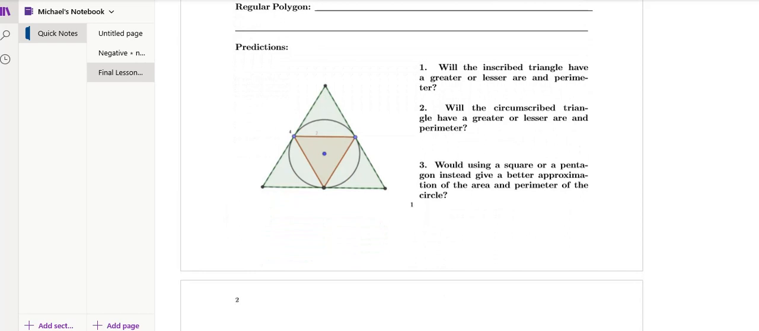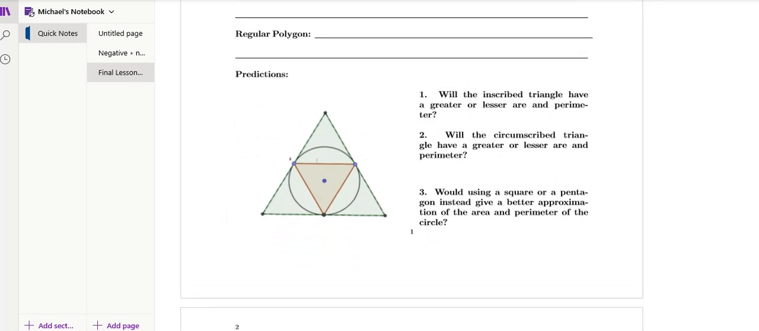All right, so going into this approximation of the area and circumference of a circle, we want to try to use polygons to give us an approximation. So will the inscribed triangle have a greater or less perimeter and area than the circle? I want you to think about what your answer to that question would be, and then we're going to test it out and see if your prediction was correct. So think about that for a second.